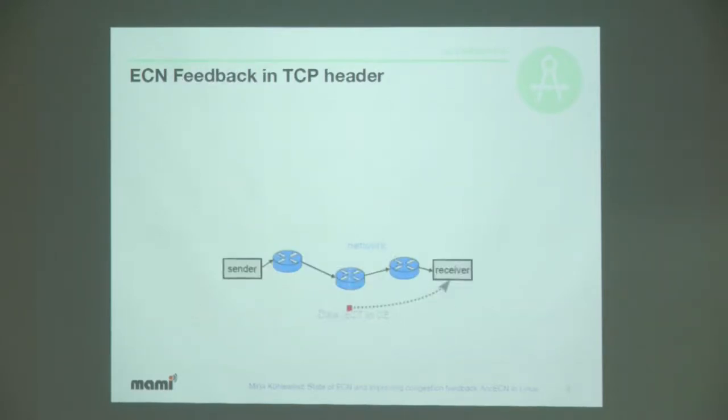So how does the feedback work? Because that's where accurate ECN comes into play. Let's assume we have a sender and receiver, both ECN enabled, and the sender is continuously sending data to the receiver. At some point, this network node decides, I'm congested, I want to mark this one packet that is marked in red right now. And then this packet is received by the receiver, so the receiver now knows that there's congestion and has to tell the sender about it.